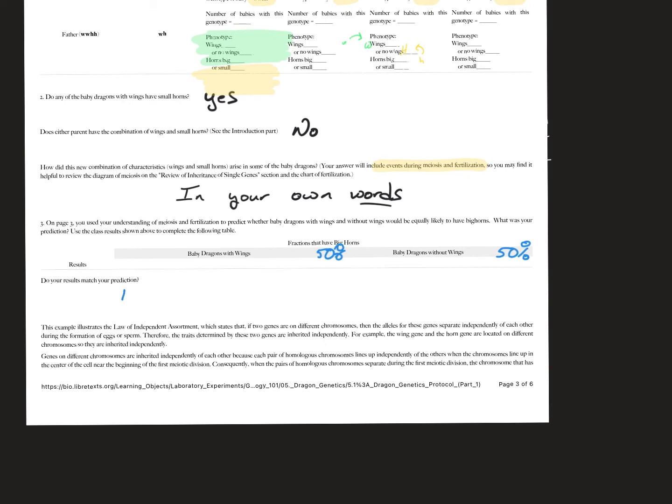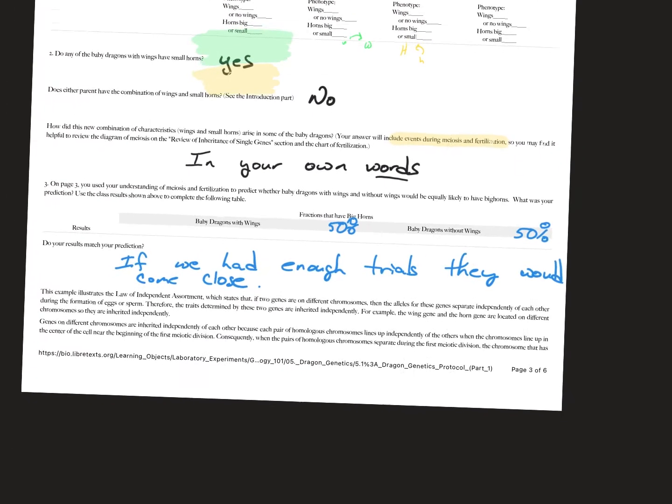If we had enough data, if we had enough trials, they would come close. Do you agree with that assessment? Are those words fair? Yes. Yeah.